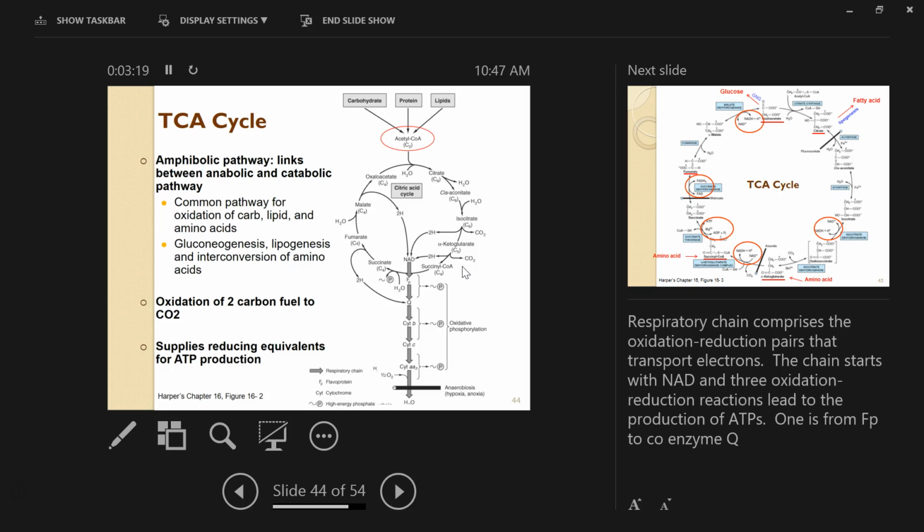So there's a whole process you can see, right? Acetyl-CoA enters the TCA cycle, generating reducing equivalents, NADH and FADH2, and then further conversion by oxidative phosphorylation, and eventually you generate ATP.